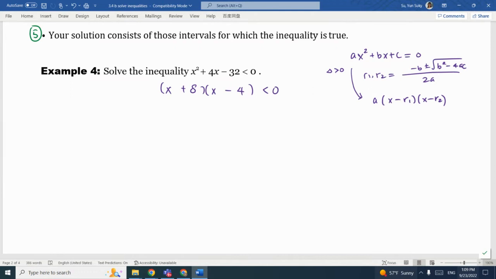All right, so we factor the left-hand side completely. And now we can find the critical numbers. Critical numbers are really like the x-intercepts. You set each factor equal to 0. We set each factor equal to 0 to find the critical numbers. So what's x?